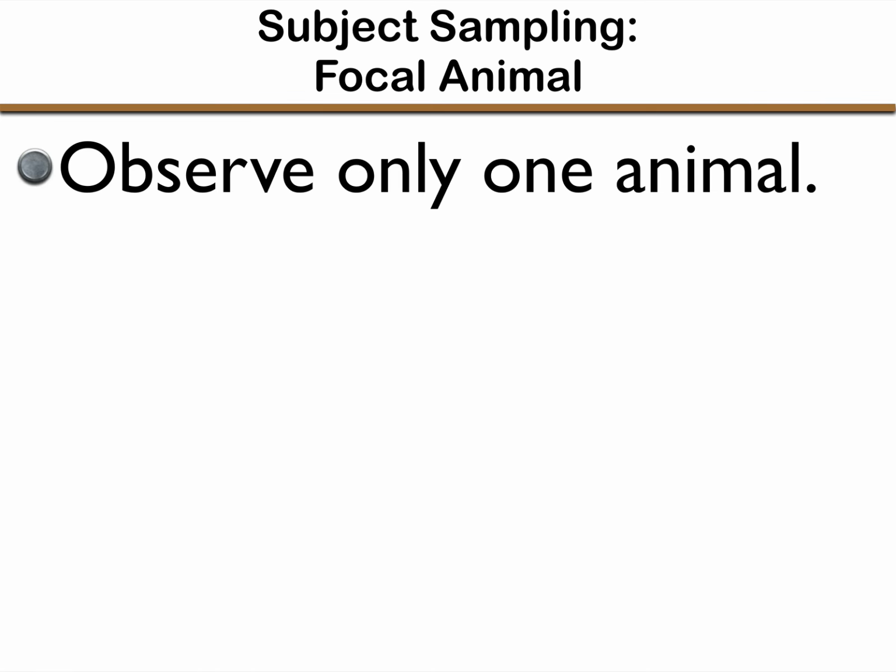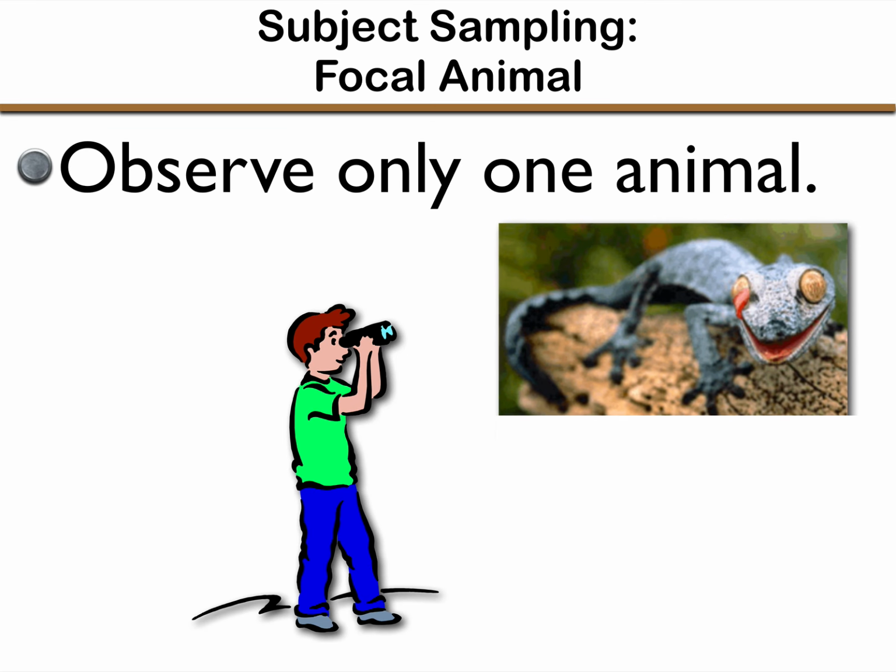Focal animal is another form of subject sampling where you observe only one animal. Does that mean you really observe only one animal? What if that animal disappears behind a rock or in the vegetation or whatever? So no. Then you can shift your attention to another animal. But, all things being equal, you would look at only one animal. It's not all that useful, but it can be depending on the kind of question that you're interested in addressing.